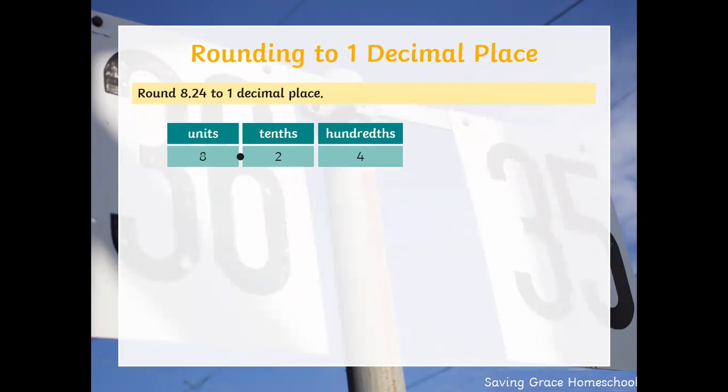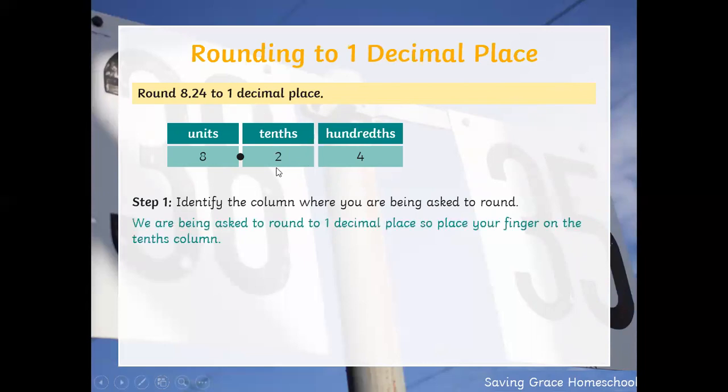Okay, rounding to one decimal place. We have 8.24. We want to round it to one decimal. Step 1, you identify the column where you are being asked to round. So they want to know one decimal point, so it means it's a tenth. So we are asked to round to one decimal place. So place your finger on the 10th column, which is this. I'll make a little line on it to help you out.